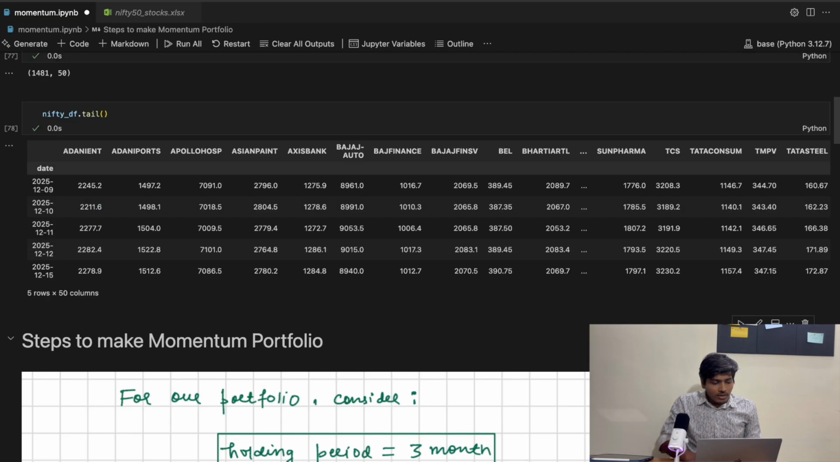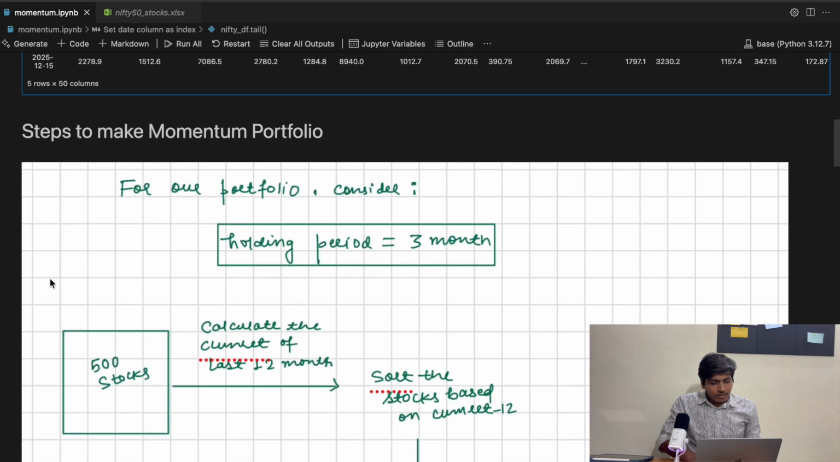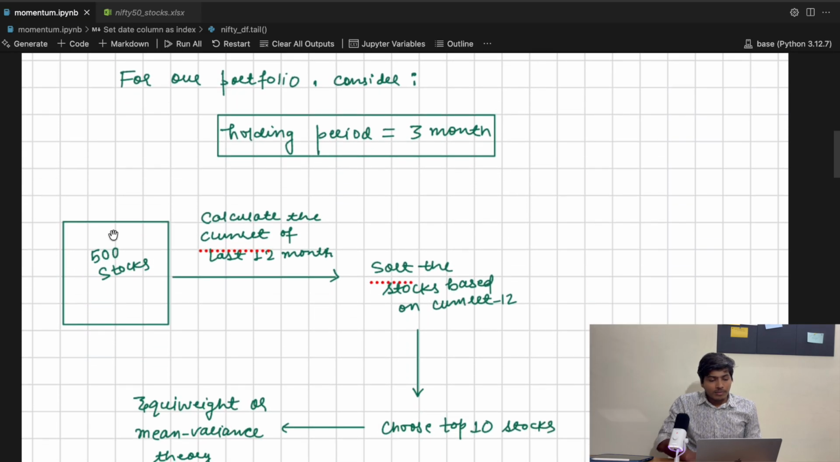You can also see tail, because tail describes the last 5 rows of a data frame, and you can see that the data is till 15th of December 2025. For your memory, I am just reviewing it again.